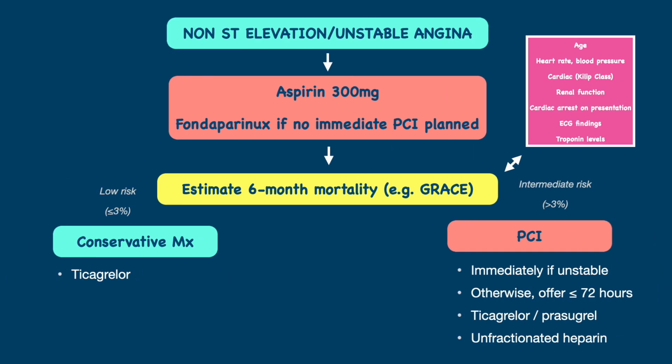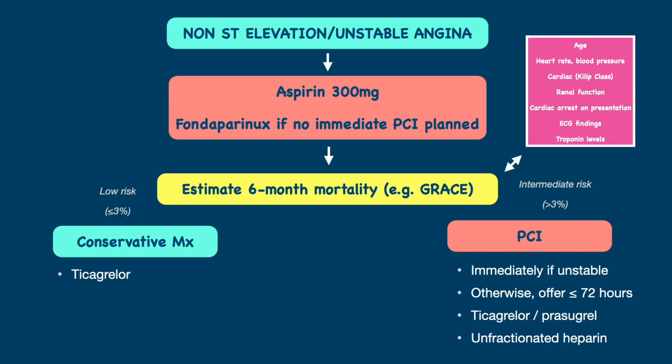In the treatment of non-STEMI or unstable angina, fondaparinux should be offered to patients who are not at a high risk of bleeding and who are not having angiography immediately. If immediate angiography is planned or if a patient's creatinine is more than 265 micromoles per liter, then unfractionated heparin should be given. Let's talk about the risk assessment.